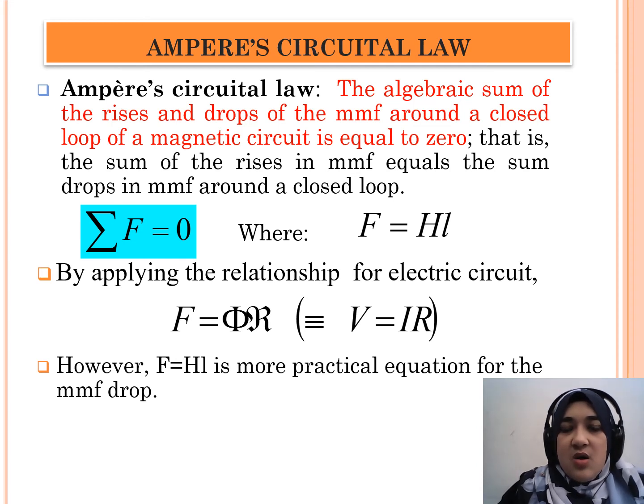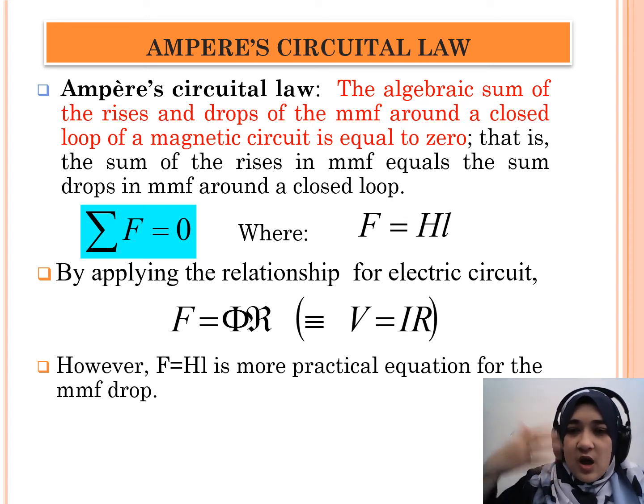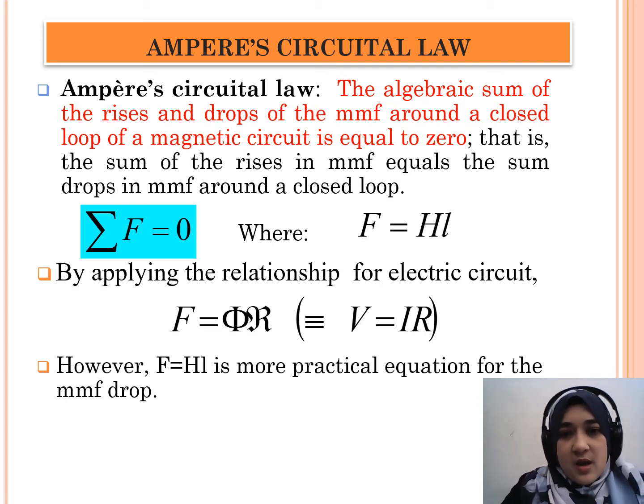Okay, Ampere's second law. Ampere's second law says the algebraic sum of the rises and drops of the MMF around a closed loop of a magnetic circuit is equal to 0. Which means it is the same as your circuit theory. If you correlate with the circuit law, in your mind it's like how you read the electric circuit, you can read the magnetic circuit. So the total of MMF in a loop must be 0.